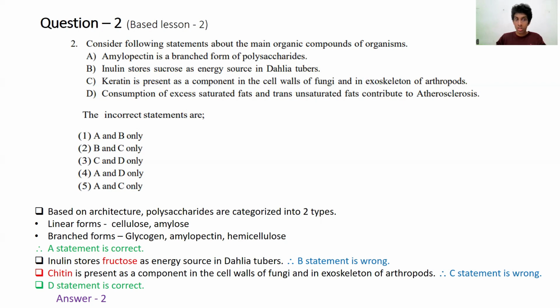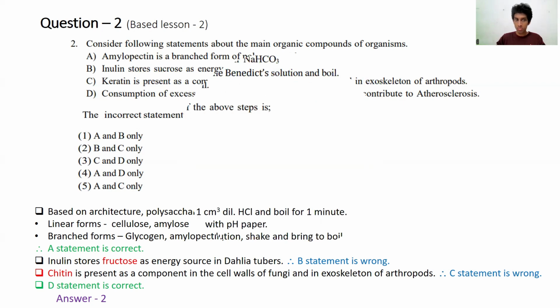D. Consumption of excess saturated fats and trans-unsaturated fats contribute to atherosclerosis. D is correct. So they are asking for the incorrect statements. So A and D are correct and B and C are the incorrect statements. So then the correct answer is the second one.